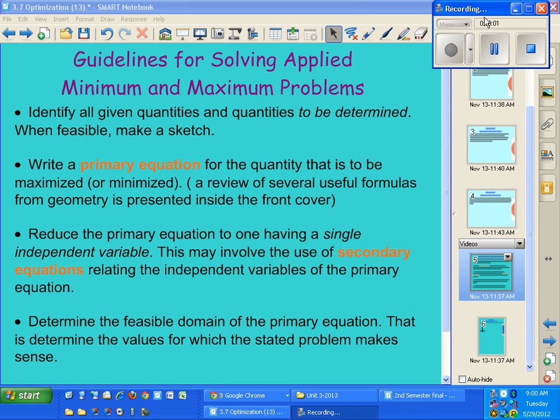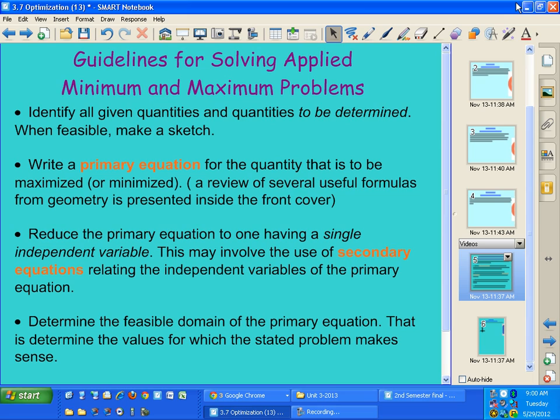Hello and welcome to section 3.7, optimization. Now in this section we are talking about finding maximums and minimums of functions. This is kind of like the related rates that you did in the earlier section. So we're going to need to first identify things that we're trying to solve for.